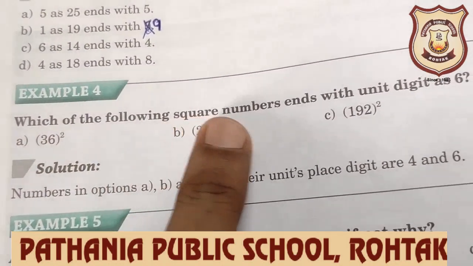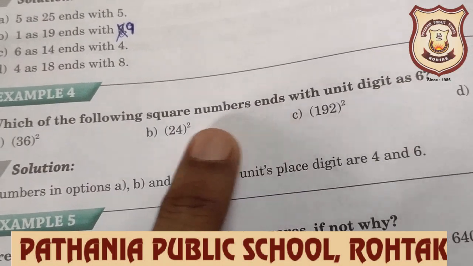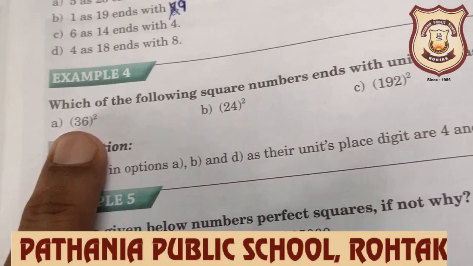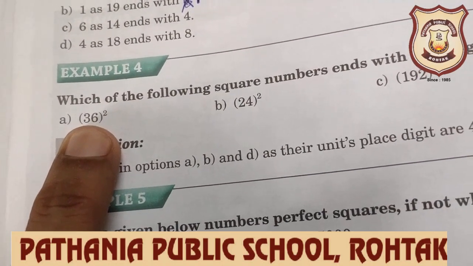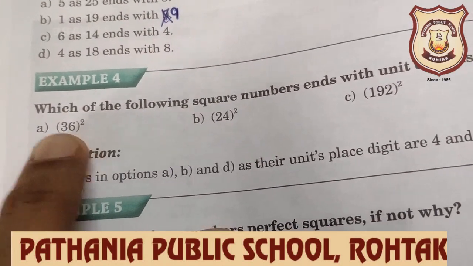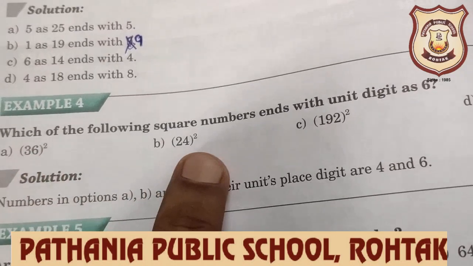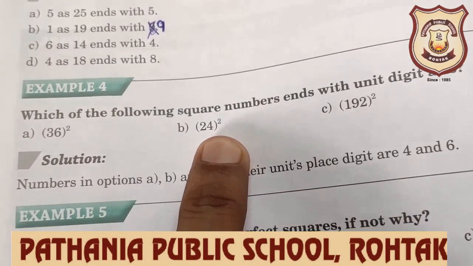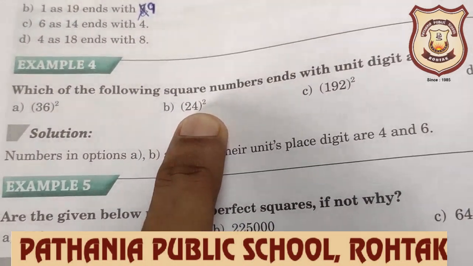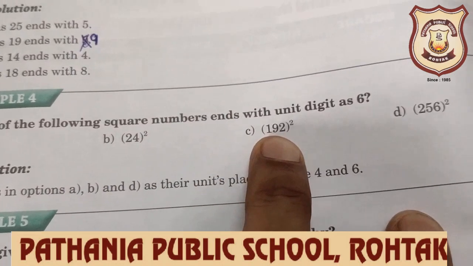Example 4, which of the following square numbers ends with unit digit 6? इन सब में से 6 पे एंड किसका होगा? अब suppose that 36 square है, तो unit digit is 6. 6 6 is 36. तो this also, the square of 36 ends with the unit digit 6. 24 square, the unit digit of 24 is 4. So its square ends with 6 because 4 4 is 16.